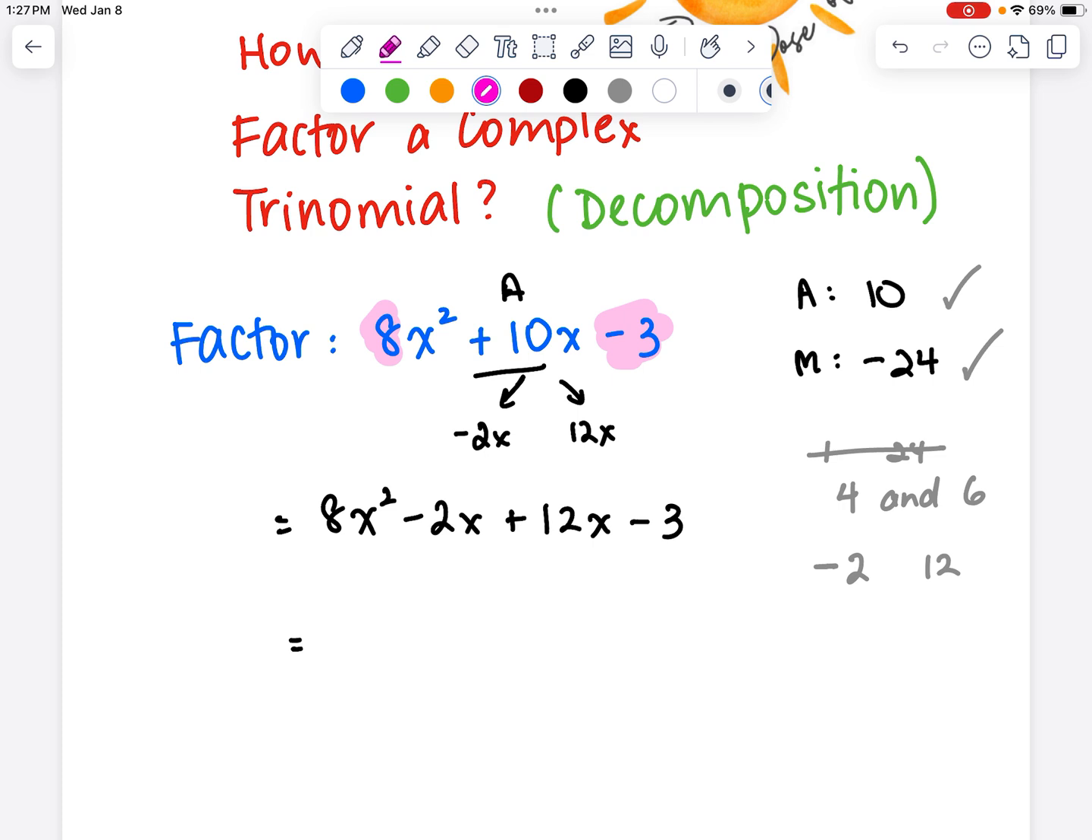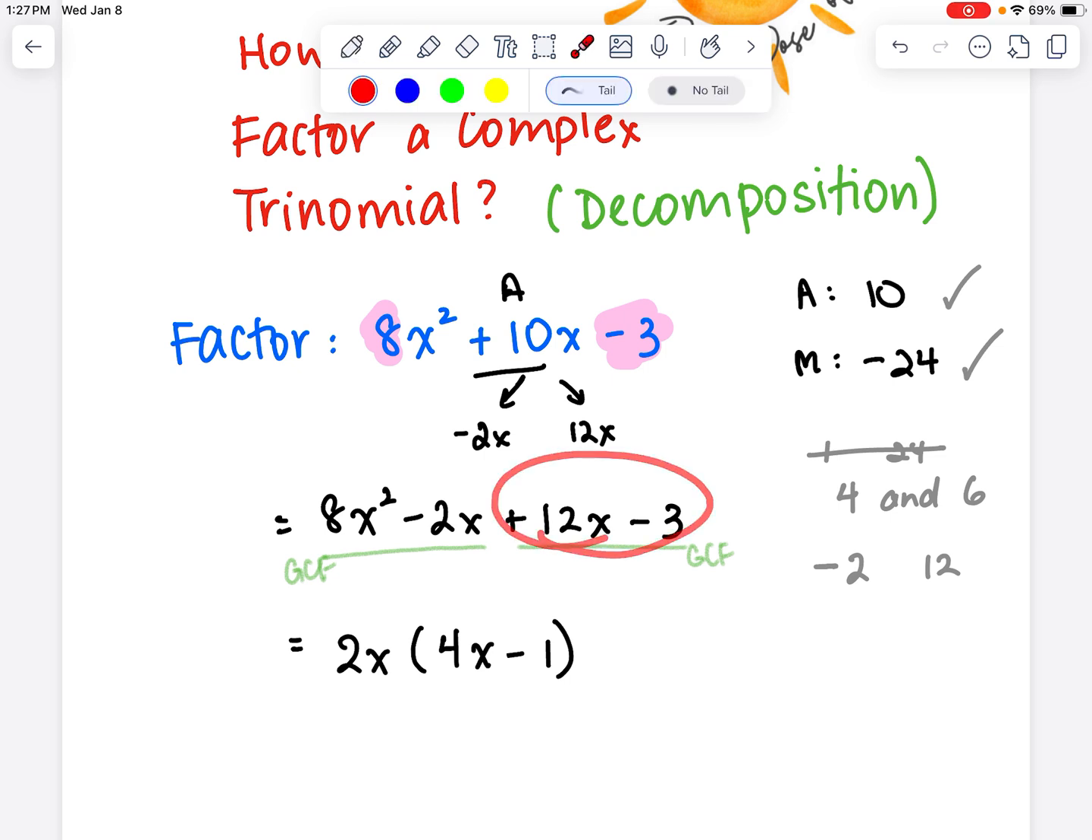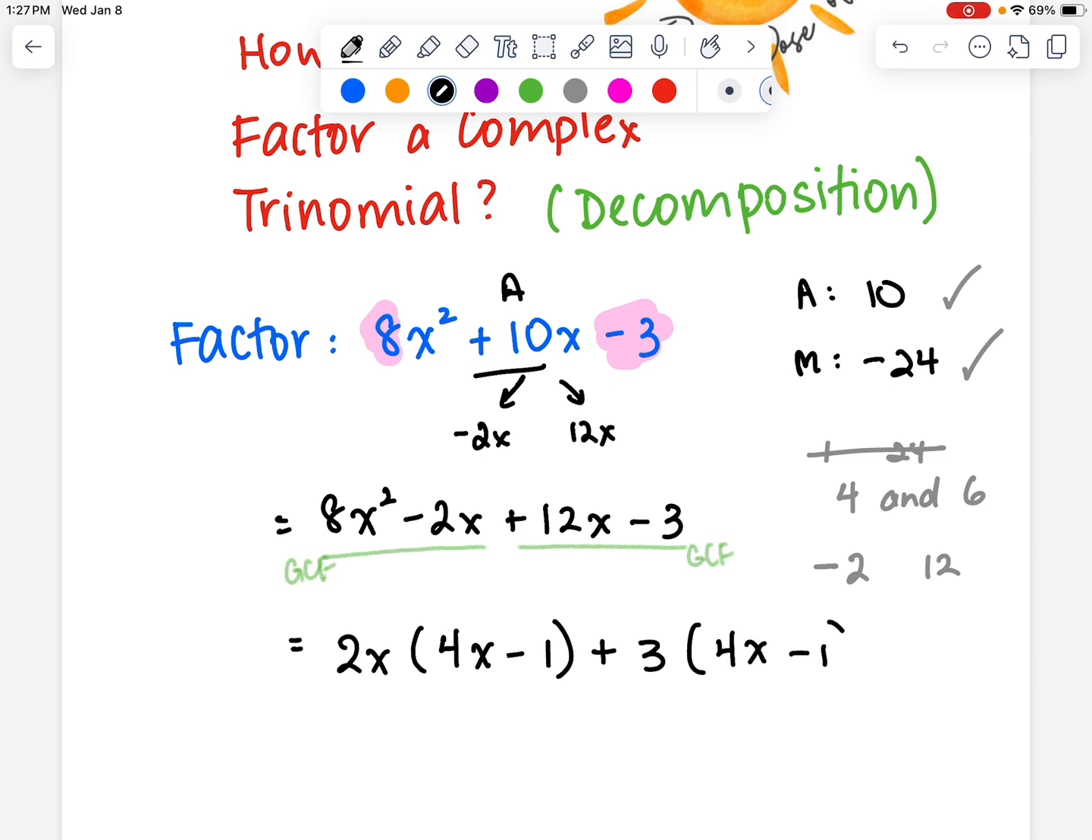The next thing we do is we are going to do something called factor by grouping. I like to tell students to underline the first two and the last two, and you're going to do greatest common factor for each of these like they're two separate questions. So for the first two, 2x is a GCF, a greatest common factor, leaving me with 4x minus 1. And in this second section here, 3 is a common factor, so plus 3, leaving me with 4x minus 1.